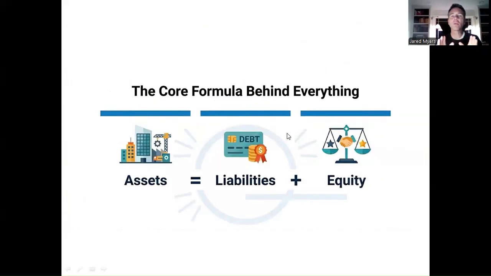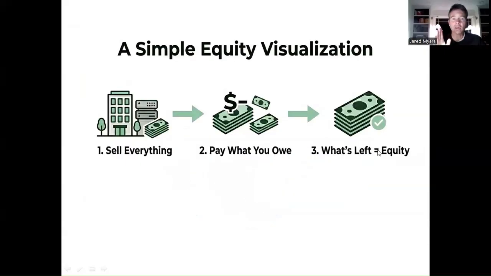And here's the core formula that feels boring, but is secretly powerful. Assets equal liabilities plus equity. Now imagine this. You sell everything your business owns today, all your cash, equipment, inventory, everything. First, you pay off what you owe. Whatever is left, that's yours. That's equity. That's the true value of your business.